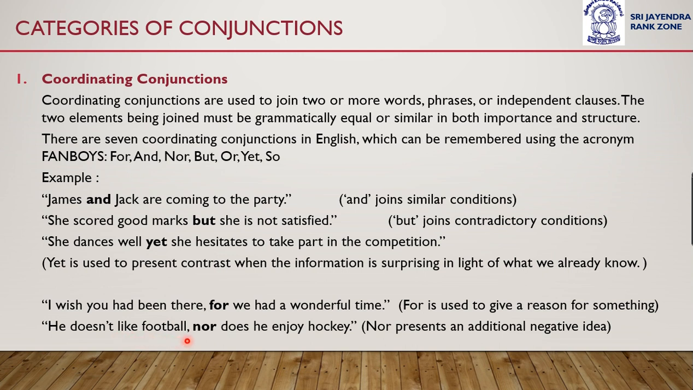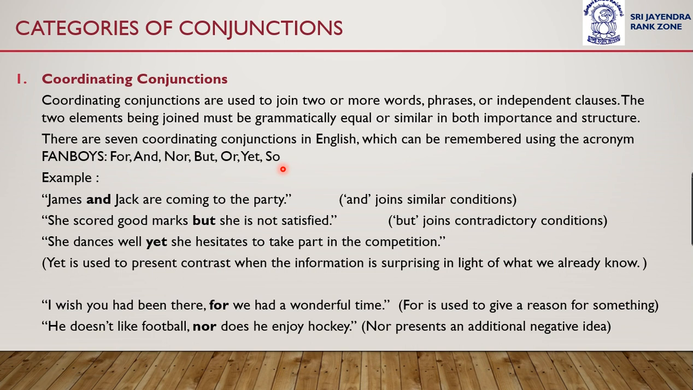He doesn't like football, nor does he enjoy hockey. Nor presents an additional negative idea. So he doesn't like football and he also does not like hockey. So we have used the coordinating conjunction nor between these two clauses. I hope coordinating conjunctions and their use are clear to you. Or is used when we have to convey a choice, and so is used when we have to give a reason or effect.